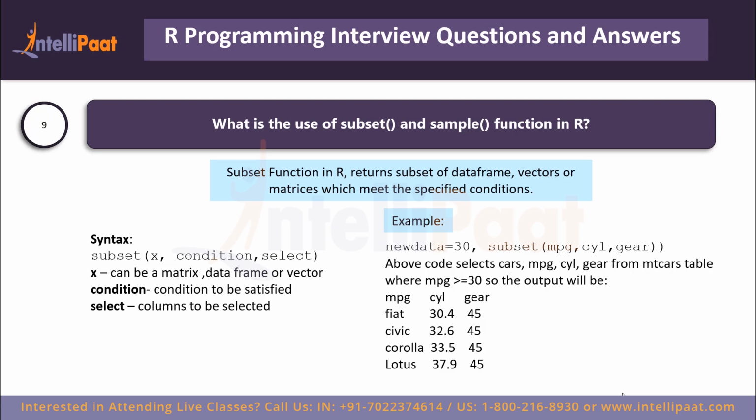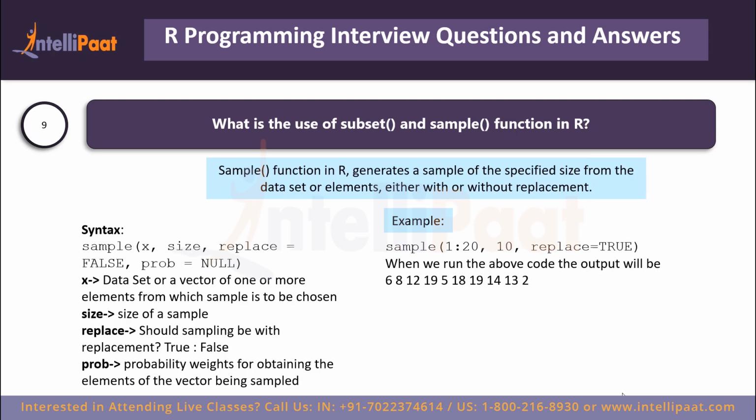Now let us look at the next one, that is the sample function. The sample function in R generates a sample of the specified size from the data set or elements, either with or without replacement. This is the syntax of the sample function, that is the sample keyword, and the arguments are x, size, replace and prob. So x denotes the data set or a vector of one or more elements from which the sample is to be chosen. Then comes size, which denotes the size of the sample. After that, replace, where you need to mention whether sampling should be with replacement, so you need to give it as true or false. Then comes prob, which gives the probability weights for obtaining the elements of the vector being sampled.